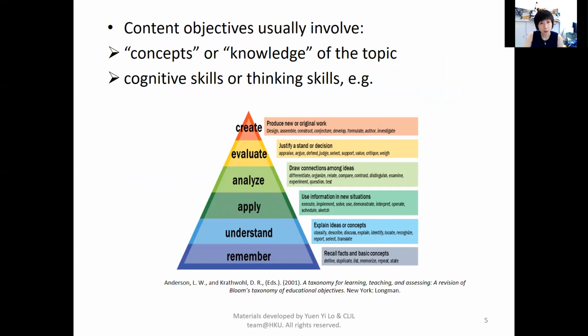How to set content objectives? They are usually about the concepts or knowledge of a particular topic in content subjects. They also cover cognitive skills involved in the subject. Teachers can refer to Bloom's taxonomy for different levels of cognitive skills, including remember, understand, apply, analyze, evaluate, and create.